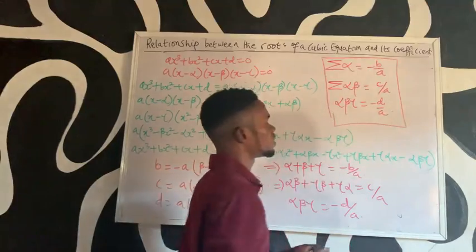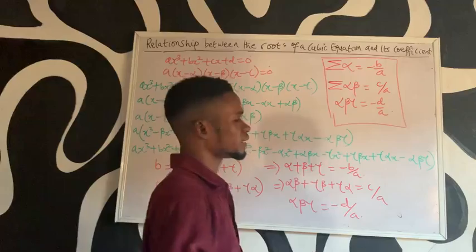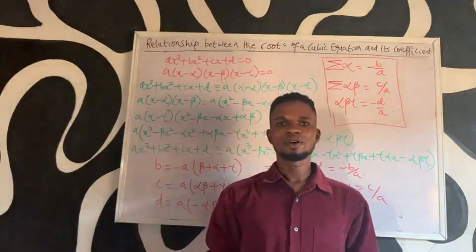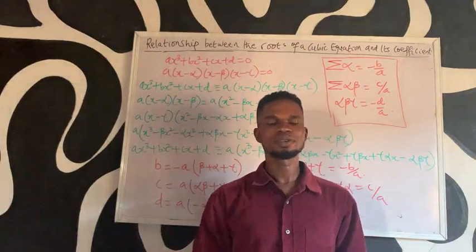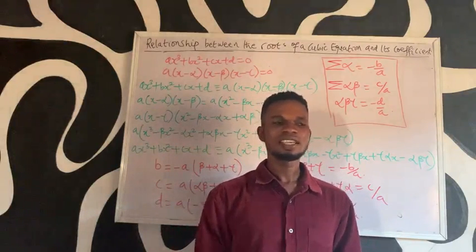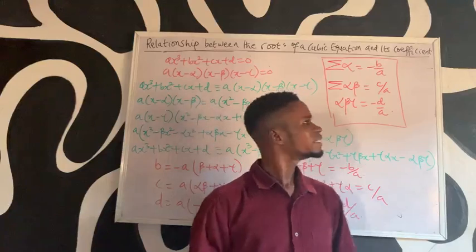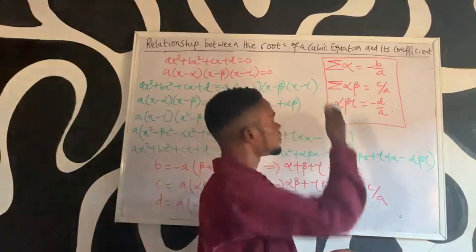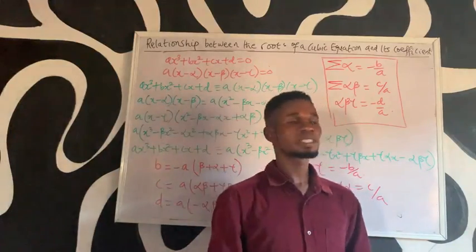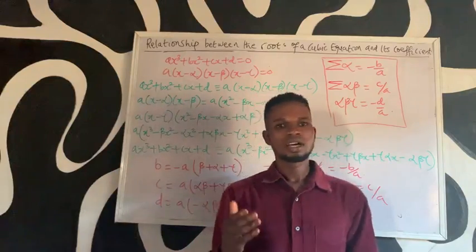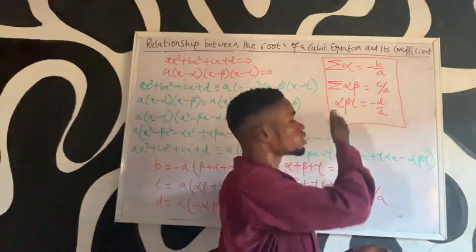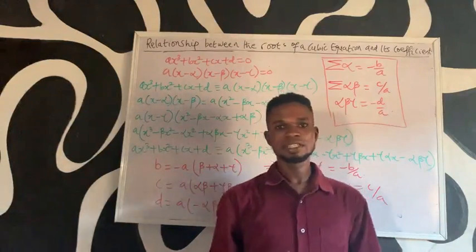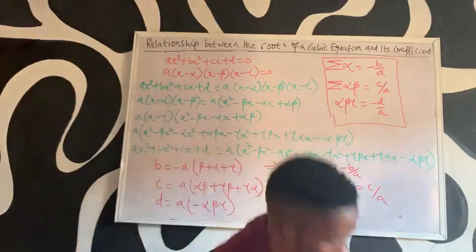So don't forget, this is how to find the sum and the product of the roots of a cubic equation. And let's take an example. How do we apply this? Let's say we are given a cubic equation and we have to find summation of alpha, summation of alpha beta, and the product of the three roots. So how do we get the value? A, B, C, D. Okay?